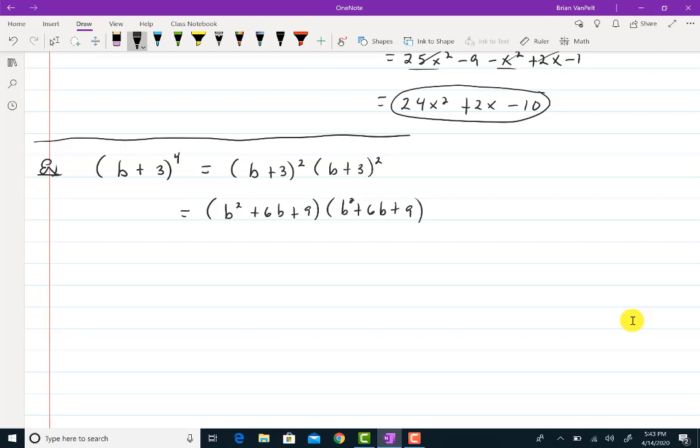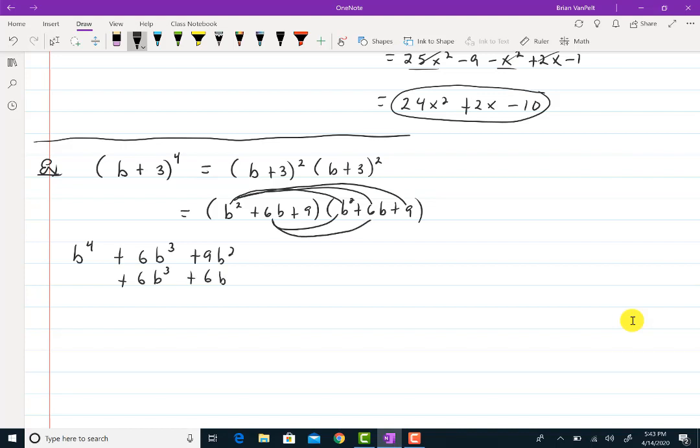Now I'm ready for a superfoil. So I got b squared times b squared will be b to the 4th power. Then b squared times 6b will be 6b cubed. And then b squared times 9 will be 9b squared. And then I'll move on to the 6b. 6b times b squared is 6b cubed. 6b times 6b is 6b squared. I should make this look like a 2. Then finally 6b times 9 would be 54b.